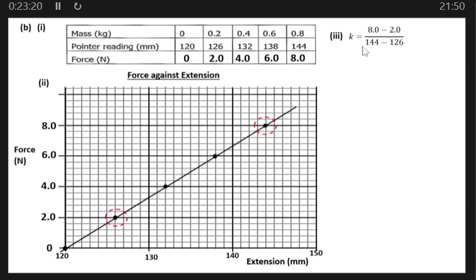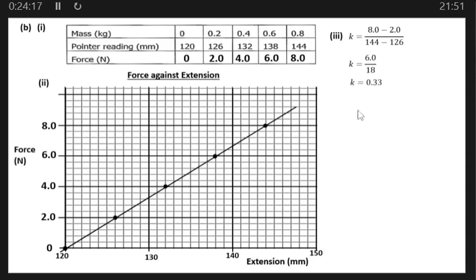So this will now give us the data that we use to find the gradient. So say gradient, which is spring constant, is equal to 8.0 minus 2.0 divided by 144 minus 126. So we'll come on the first point here and get this point here minus this point here, 2. So this is 8 minus 2. Then you come down, which will be 144, minus 126. Then you subtract, this minus that, you will get 6, this minus that, 18. Then you divide, 6 divided by 18, you get 0.33 as your spring constant.